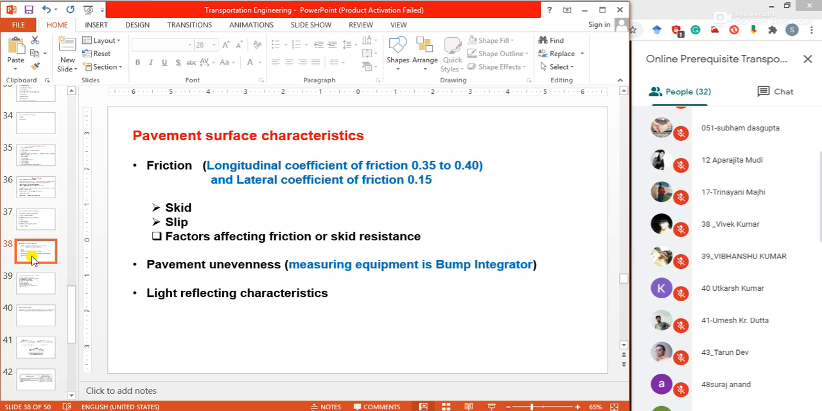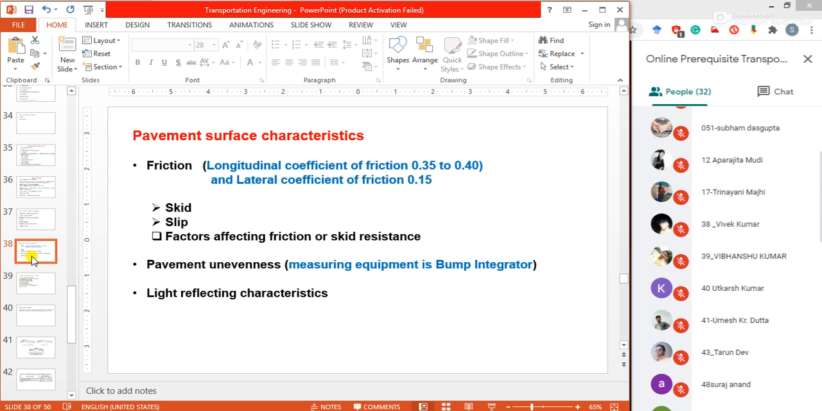Frictional force is an important factor in the acceleration and retardation abilities of vehicles, and the coefficient of friction is important to us as engineers. Friction is a natural phenomenon, but how can we control this friction? We can control it with the coefficient of friction. This is one of the parameters through which we can control friction. There are two coefficients of friction: one is longitudinal, another is lateral.